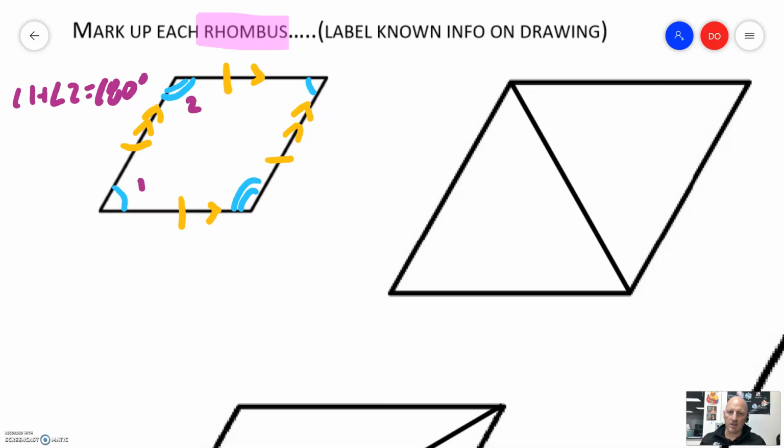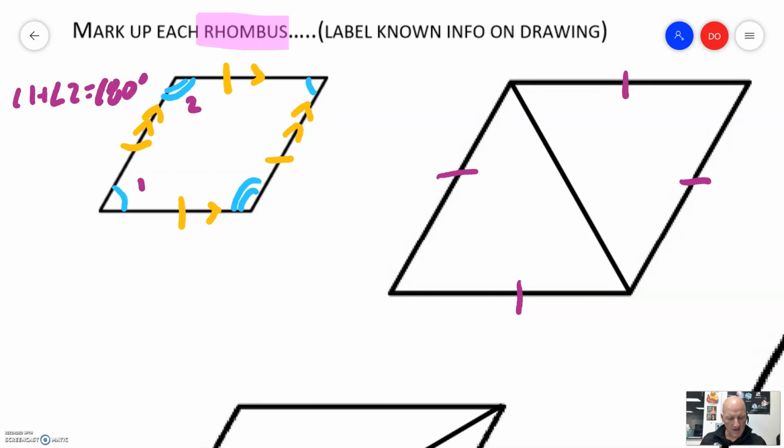Okay, so not all parallelograms are rhombi, but every rhombus is a parallelogram. Therefore, every rhombus carries everything that's true about a parallelogram. Okay, let's go into a rhombus with one diagonal drawn in. So if we start with the fact that all four sides are congruent in a rhombus based off of definition, this actually says a lot for us.